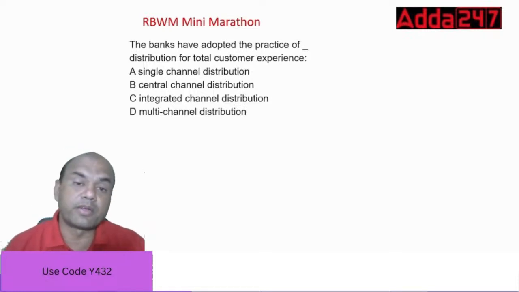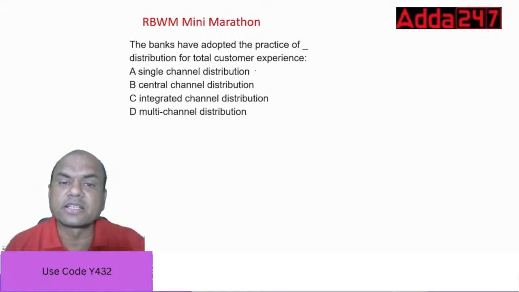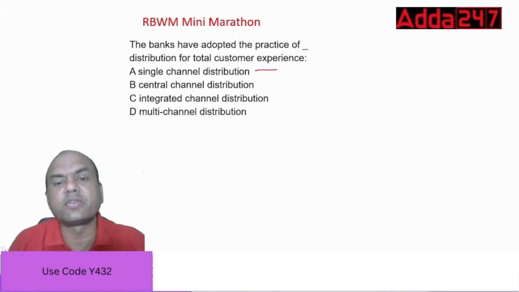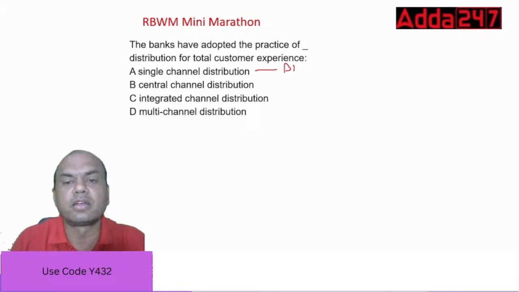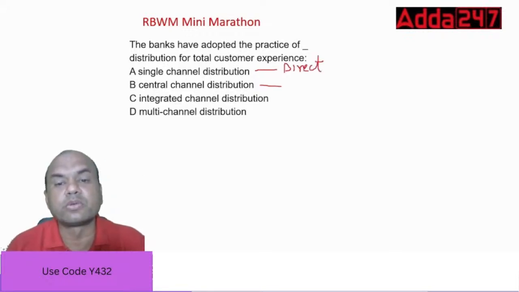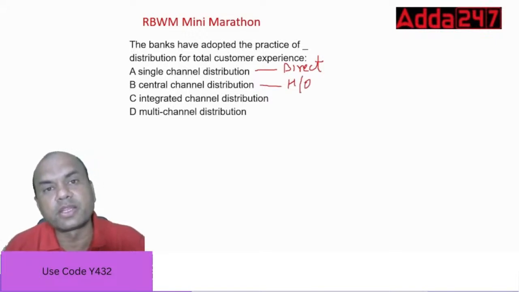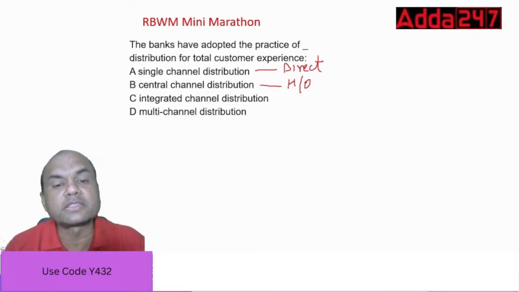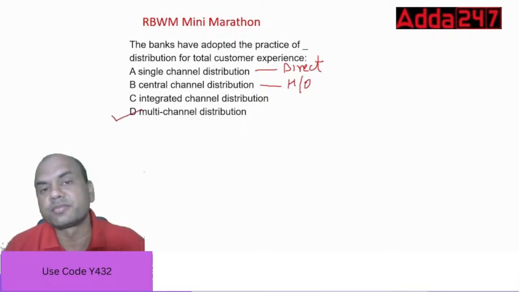Banks have adopted single. What is single channel? Single channel means it can be any channel. Generally, we call it direct channel. Direct means branch. Central channel, only HO, head office. Head office will speak to the customer. Head office will do everything. Integrated channel, integrated means all these are combined, mixed with each other. But the correct answer is this, multi-channel.